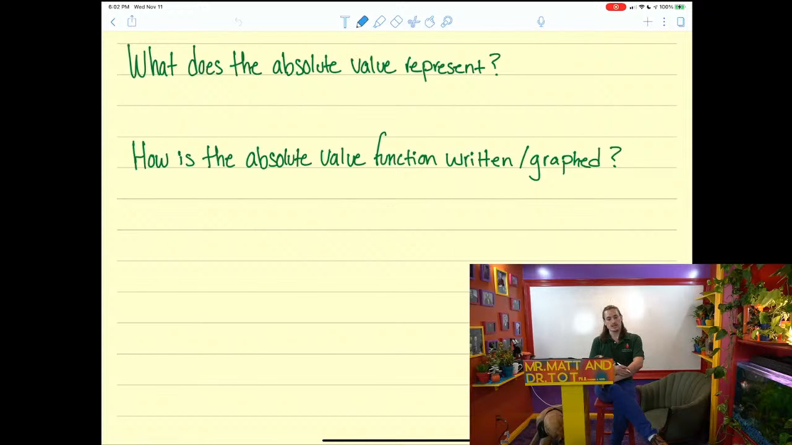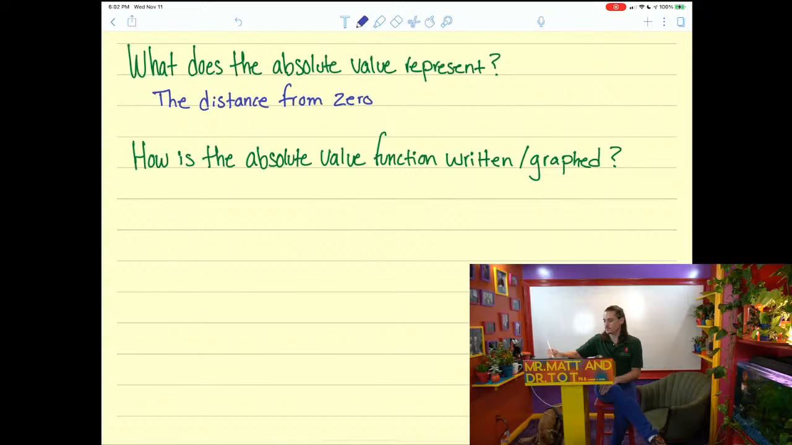But otherwise, let's go ahead and get started by talking about what the absolute value represents, and how that function is written or graphed. So the absolute value represents the distance from 0 a number is on the number line. So it's the distance from 0 on a number line.